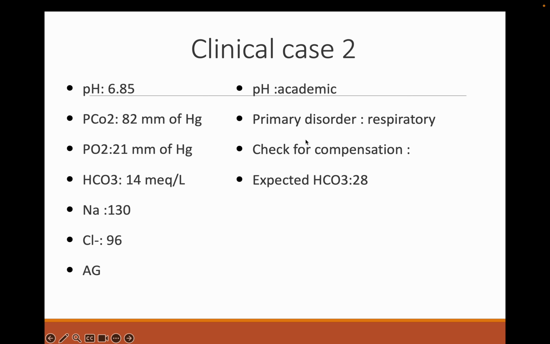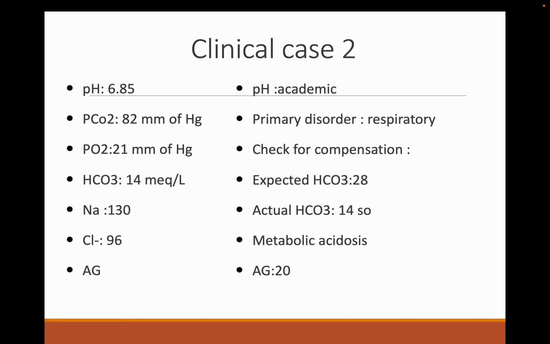And check for compensation. Expected bicarbonate: PCO2 is 82 here, and baseline is 42. In case of acute, for every 10 we expect an increase of 1, so from 24 we expect 28. But here there is acidosis and bicarbonate is low, so actual bicarbonate is lower than expected, so we are also suspecting metabolic acidosis.